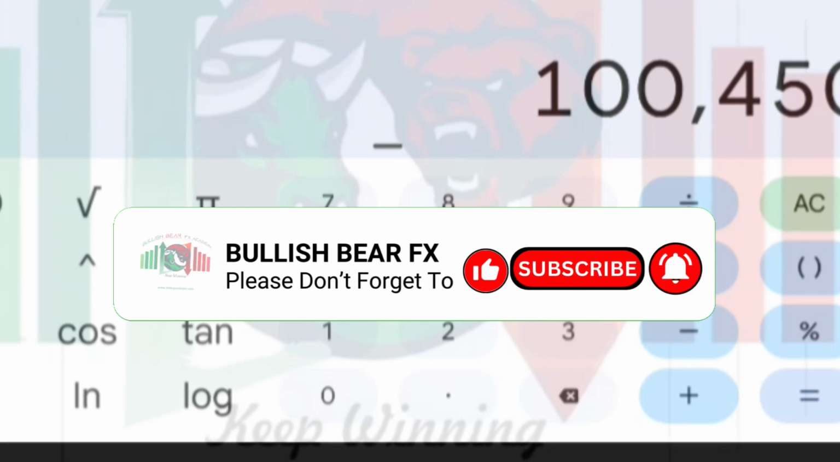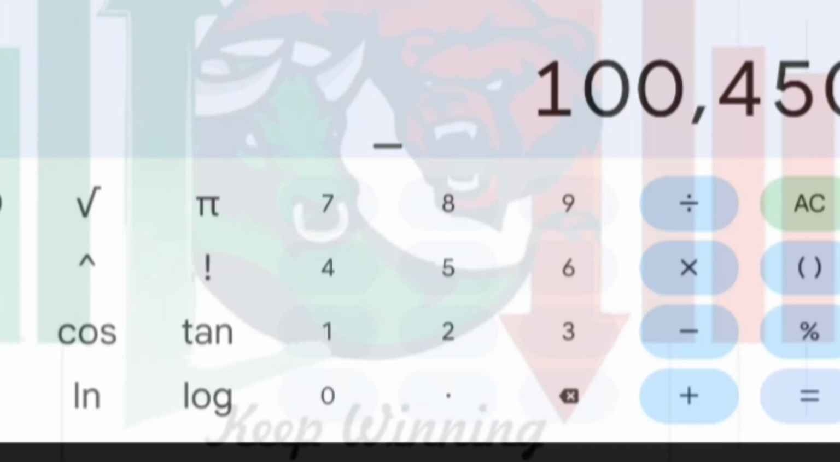So guys, remember that you always have to give yourself 5 trades. Give yourself room of at least 5 trades when you're in drawdown, and slowly walk your way back up.